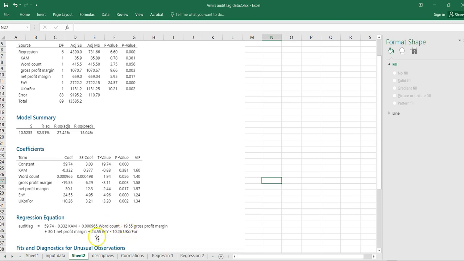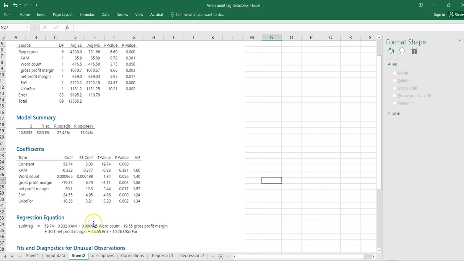Now, the thing about this equation is that you don't want to take too much notice of these coefficients because they depend on the scale of the particular variable, what's called the explanatory variable. So word count is on a particularly big scale because there was a wide variation. So that's why that's small. It's just a matter of the scale.